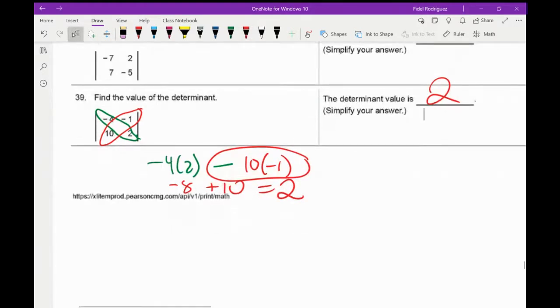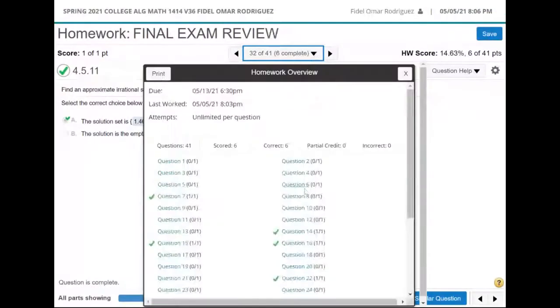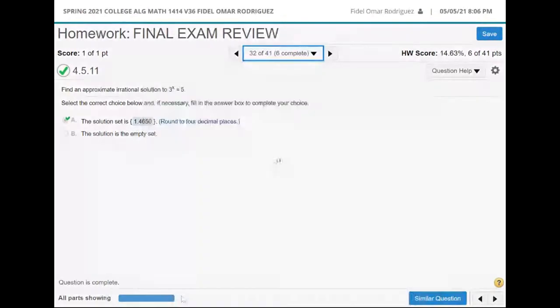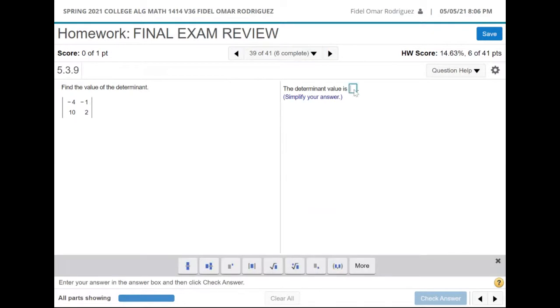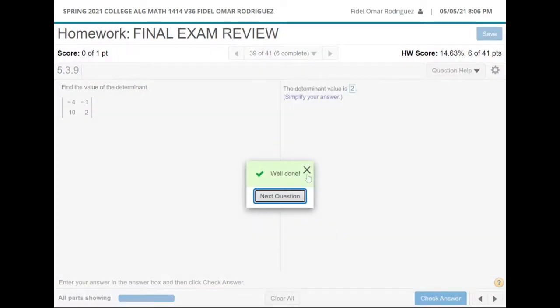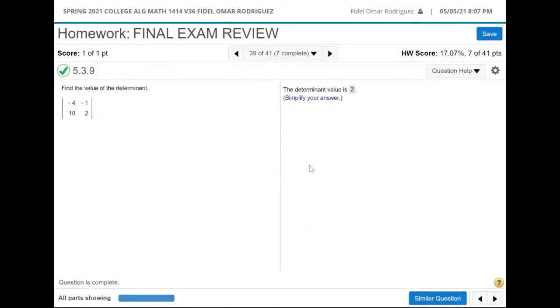Okay. So when I go to 39 on my actual problem here, so we said this was number 39, right? Yes. Let me make sure. Yeah. We came up with a +2. So I'm going to put +2 right here. I'm going to check my answer, and we got it right. Okay. So good deal, good deal.